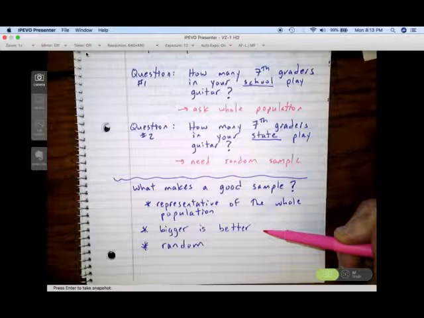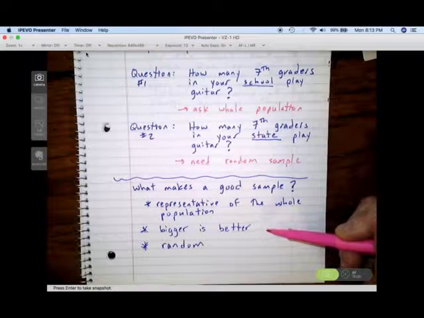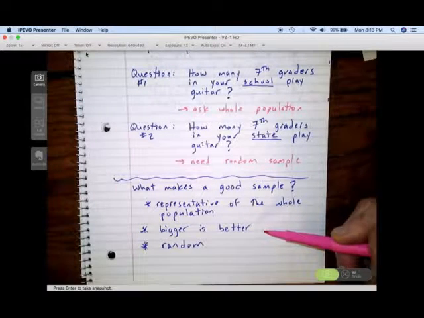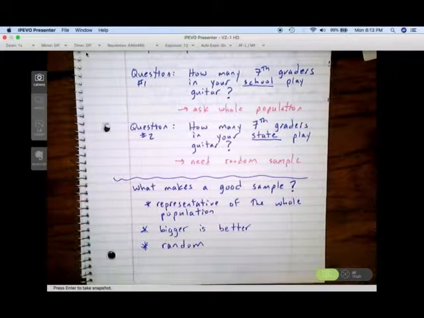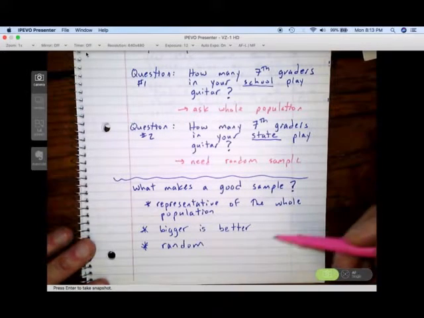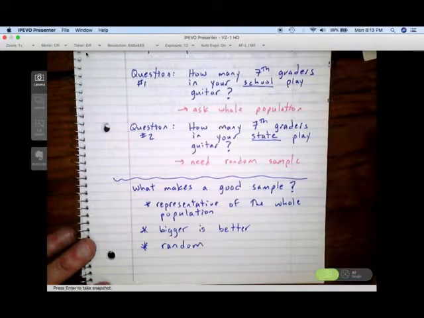Bigger is better. Okay, if you're a mathematician in the real world, you're going to have to choose a sample that's going to depend on how much money you've been given to study what you're studying. If you don't have a lot of money, you may have a smaller sample. If you have a lot of money, you may have a bigger sample. But bigger is better. And the sample should be random.